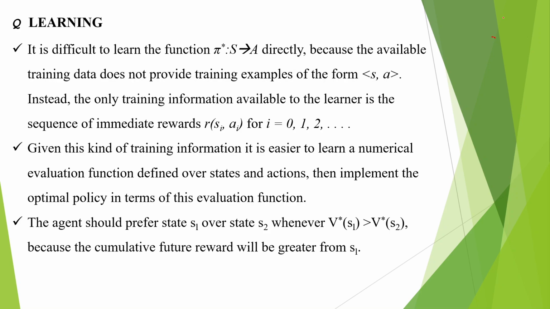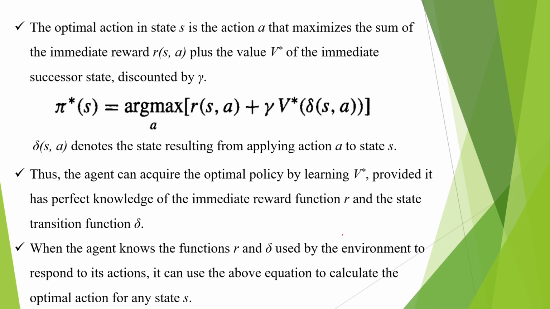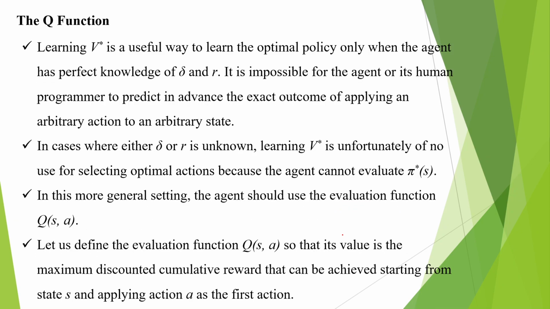Suppose we are going for a state change from S1 to S2, which gives us the maximum cumulative reward compared to moving from S1 to S3. Obviously we select the cumulative reward, or cumulative value, of moving from S1 to S2 only. Always, whichever state gives the maximum cumulative value, that one will be considered. If S1, a particular state, gives a greater cumulative value than S2, then S1 will always be selected. That is what this particular equation gives.